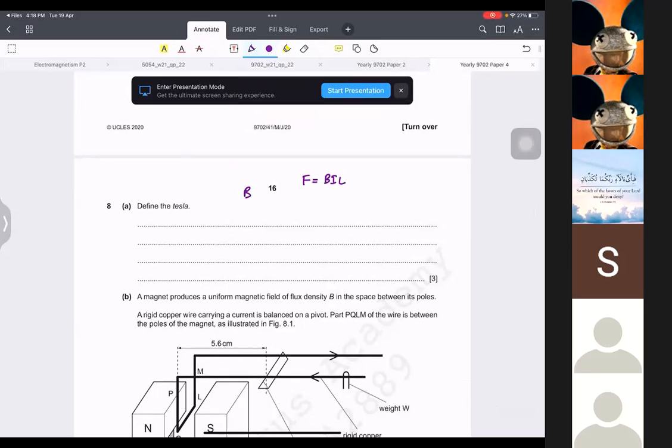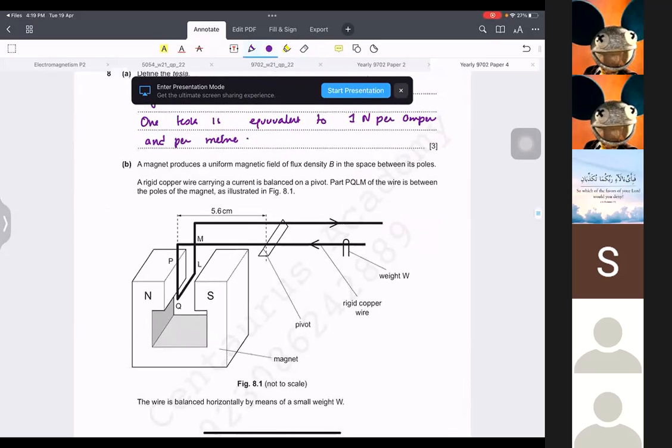So you say the magnetic field is perpendicular to current, and then you say 1 Tesla is equivalent to 1 Newton per ampere and per meter. Like this. So you just need to write the units.